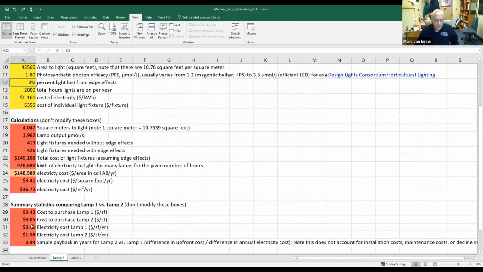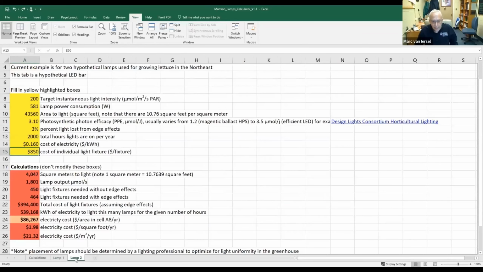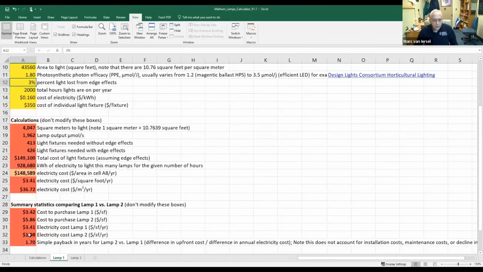But it's very easy to run through different scenarios with this spreadsheet. So if we go to lamp 2 tab again, we can change any of these values. So let's assume that you are going to get a rebate from your utility company to buy LED fixtures rather than high pressure sodium fixtures. And so that might change the cost of your light fixtures from $850 per fixture to, let's just assume, $550 per fixture. So if we change that here, all of the calculations get updated. We can go back to this page and we can look at the summary again. And now with that lower cost of the LED fixtures, it would take 1.7 years to pay for the more expensive but more efficient LED fixtures compared to high pressure sodium lights.